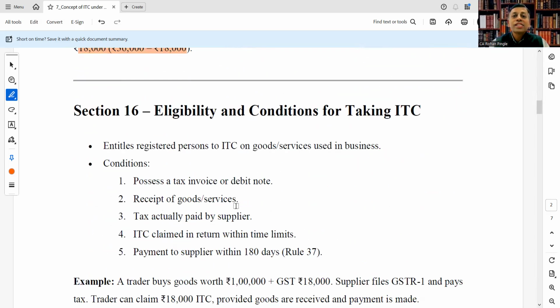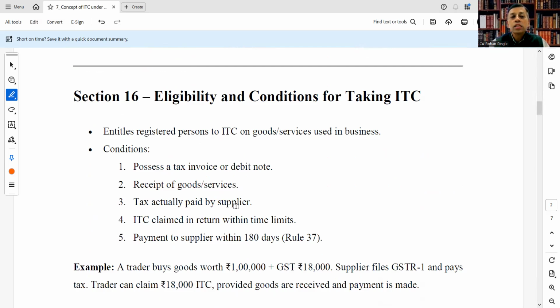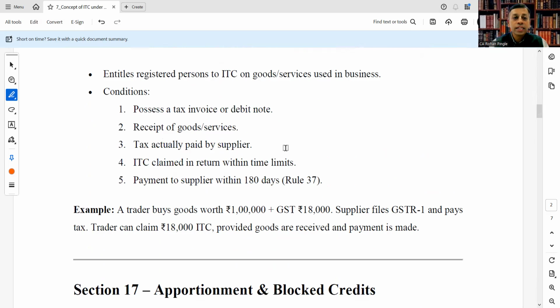Let's move on to section 16. What does section 16 talk about? Eligibility and conditions for taking ITC. It entitles registered persons to ITC on goods or services used in business. You cannot claim ITC on goods or services used for personal use, and you cannot use that ITC in respect of your business or profession.